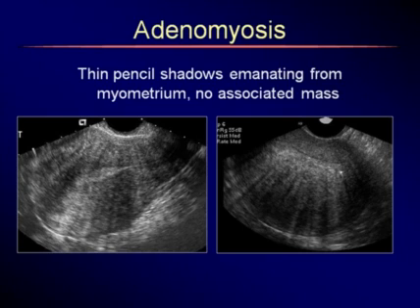Another finding is very thin shadows emanating from nowhere in the myometrium. You trace the shadows back and there's nothing there. There's no calcification, there's no mass. So these are coming from these areas of smooth muscle hypertrophy or hyperplasia that are near these ectopic glands. So these kind of shadows.